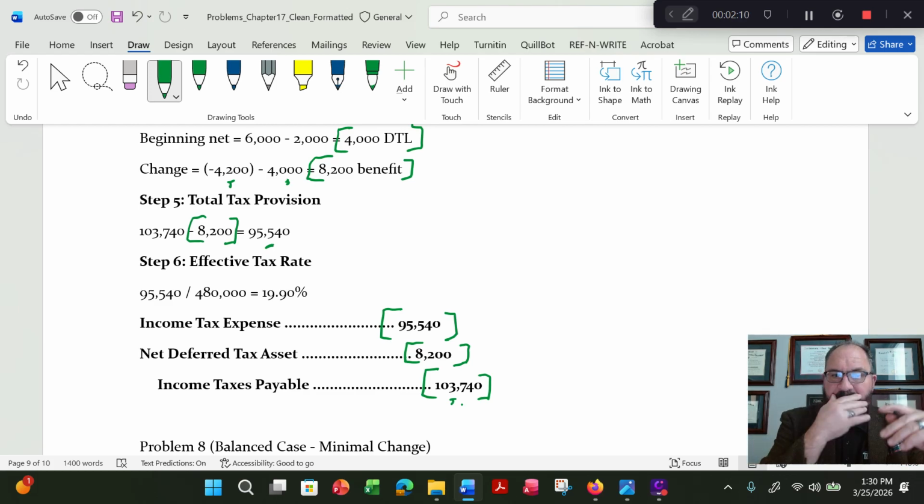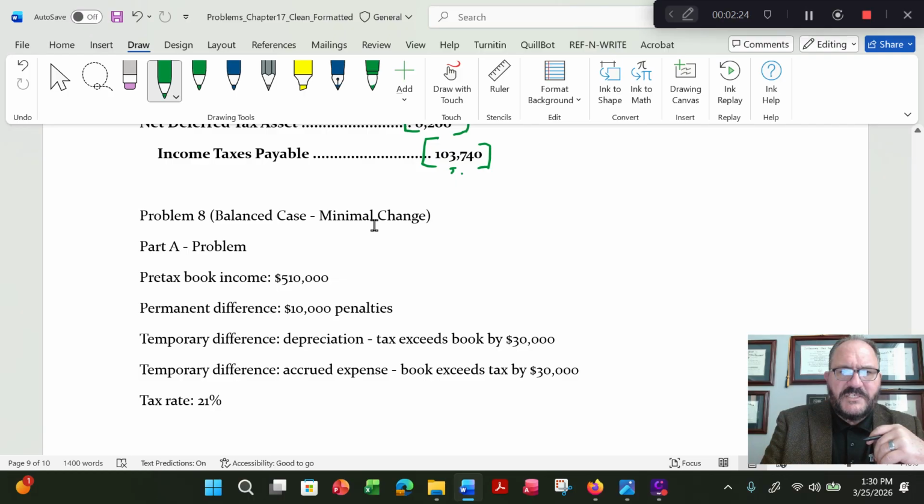Okay, so you can see here we switched over. We're having deferred tax asset now, which basically means we're paying tax ahead of time, which nobody likes to do. Okay, but we'll be able to use that later on. Okay, all right, next one here.